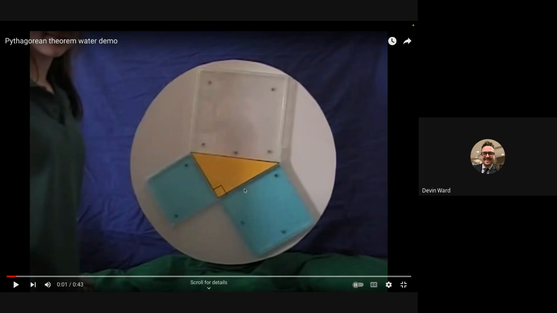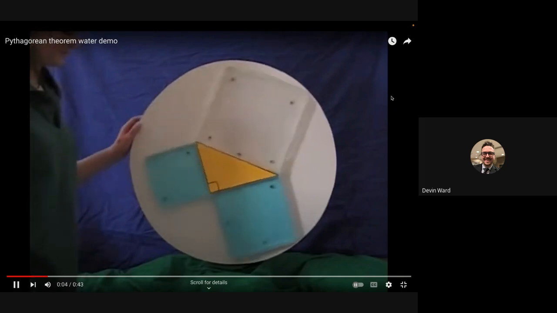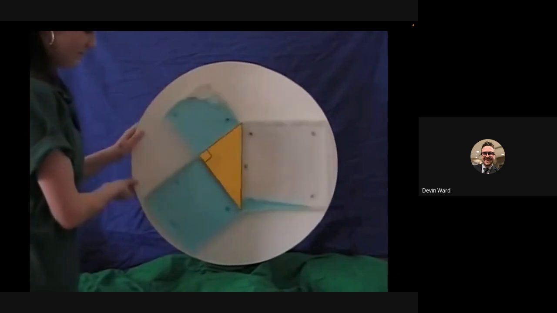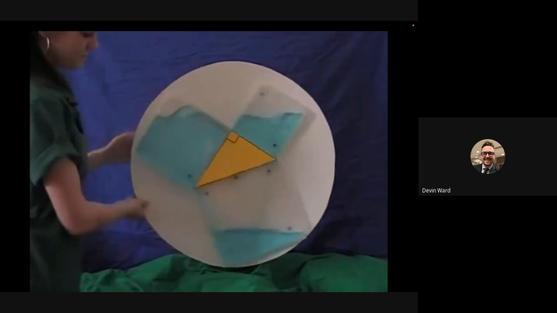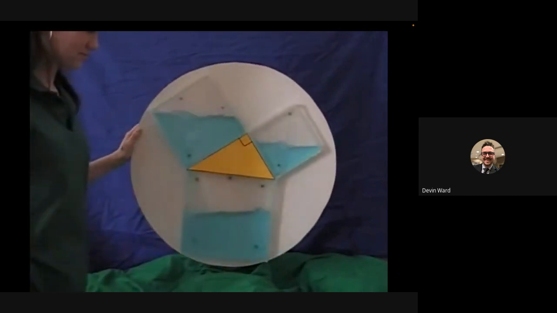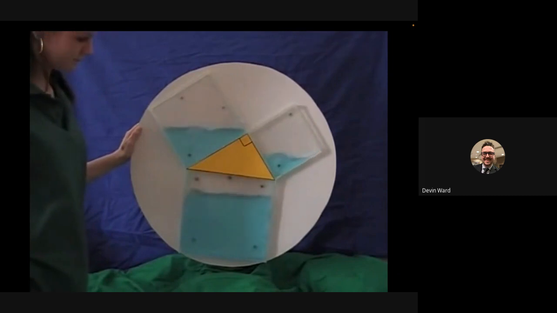So these are both filled with water, and you'll see that if a squared plus b squared does equal h squared, if we take whatever's in a squared and whatever's in b squared, and they turn upside down for h, we should completely fill it. You can see that the water is pouring out of our a squared and b squared, and it's going all into the h squared.